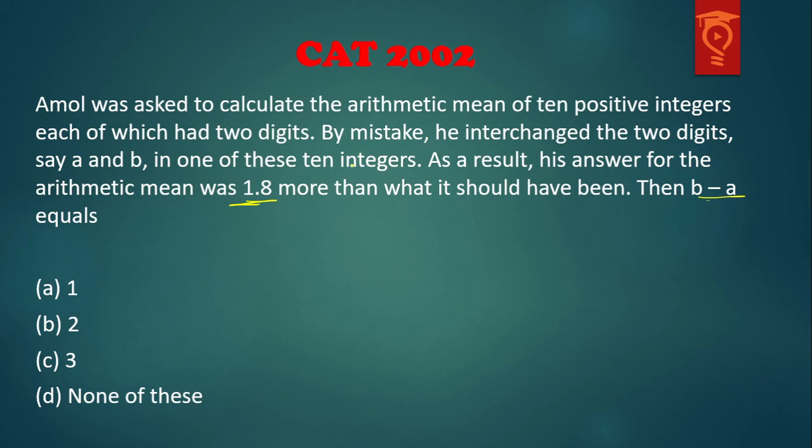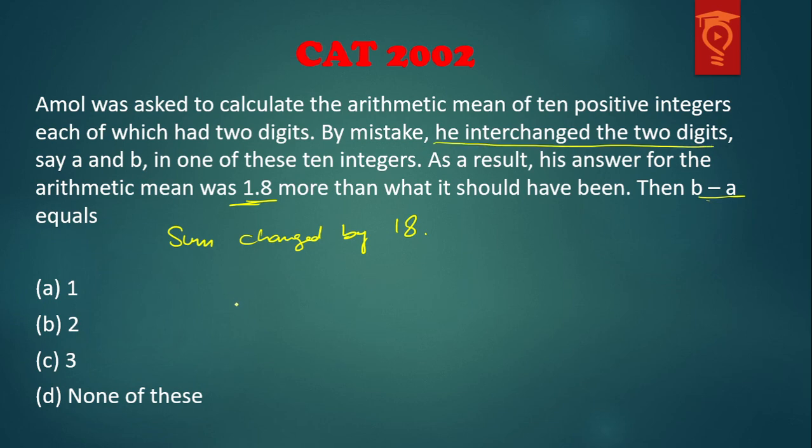So the average was affected by 1.8, that means the sum changed by 18. So there are 10 numbers. If the average of 10 numbers was changed by 1.8, the sum must have changed by 18. And all that happened because one number was changed in this way by interchanging its digits.